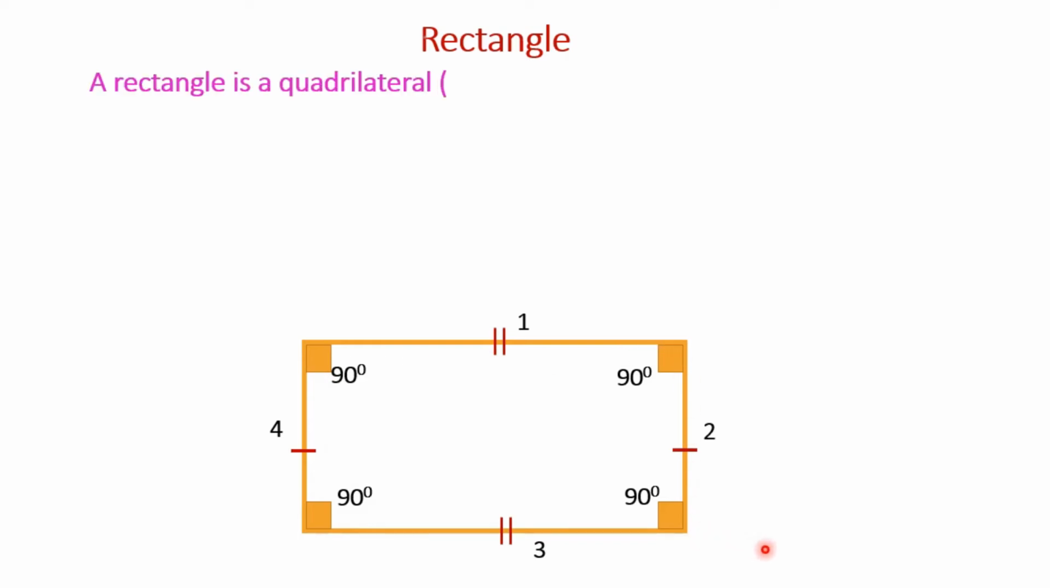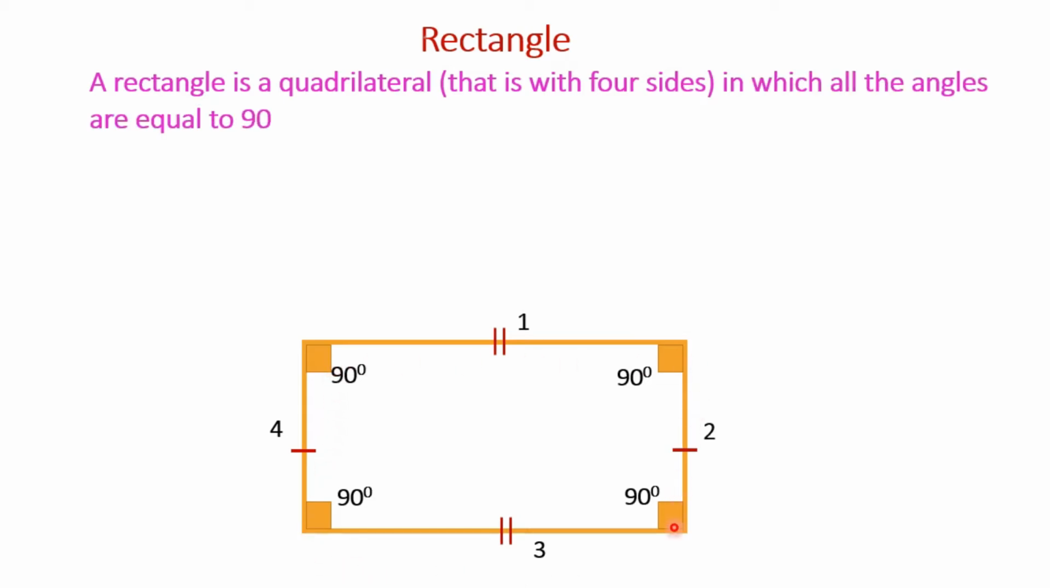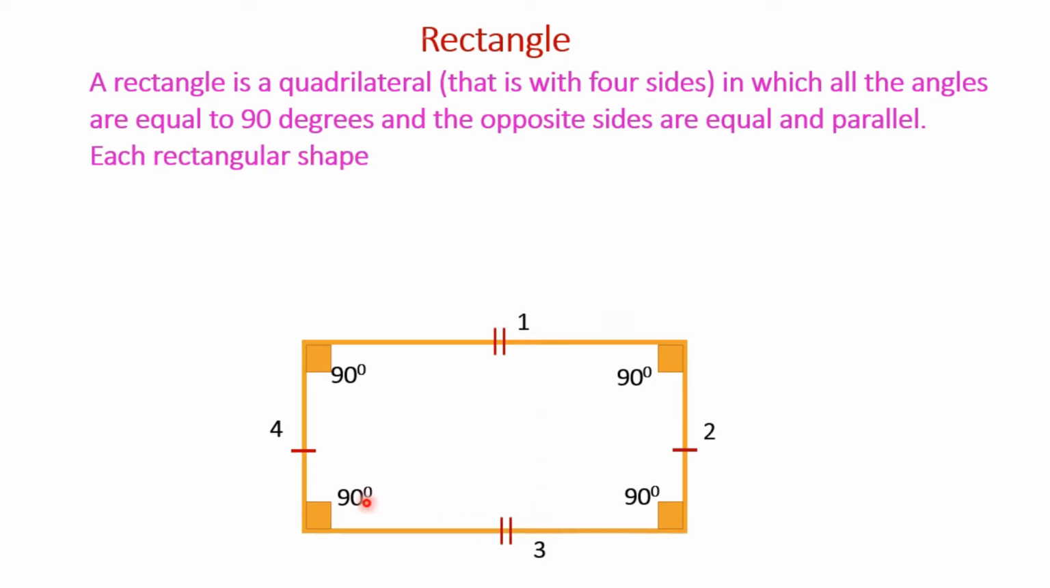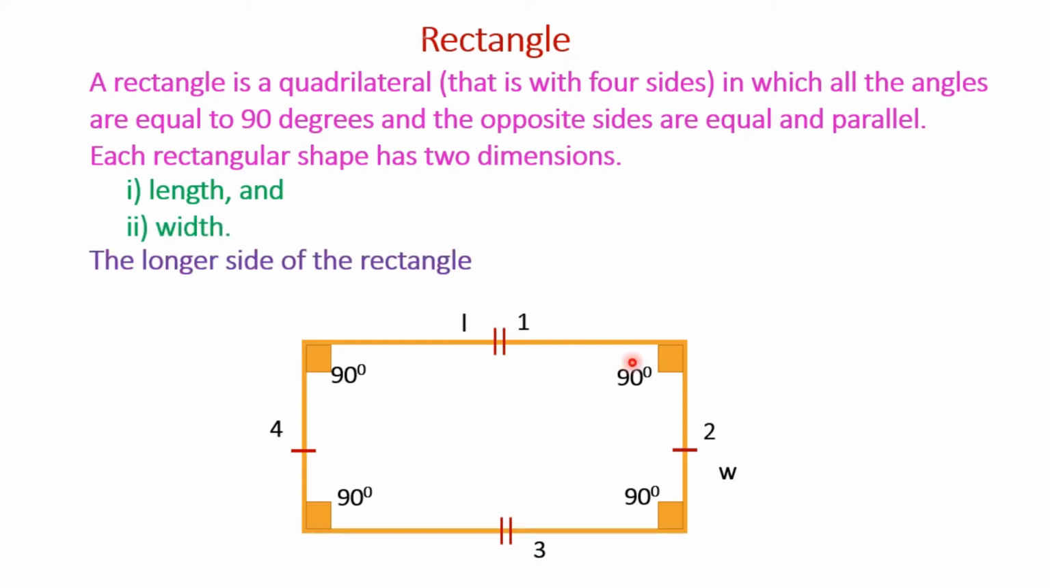A rectangle is a quadrilateral in which all the angles are equal to 90 degrees and the opposite sides are equal and parallel. Each rectangular shape has 2 dimensions, length and width. The longer side of the rectangle is known as the length and the shorter side is known as the width.